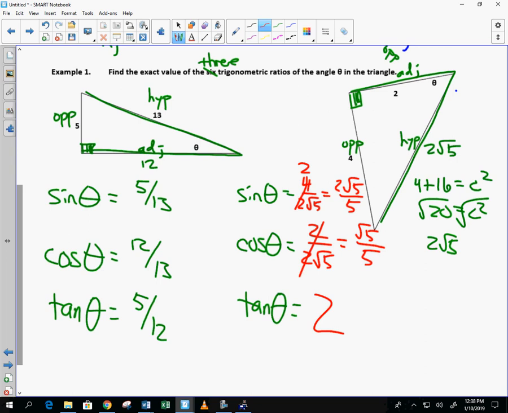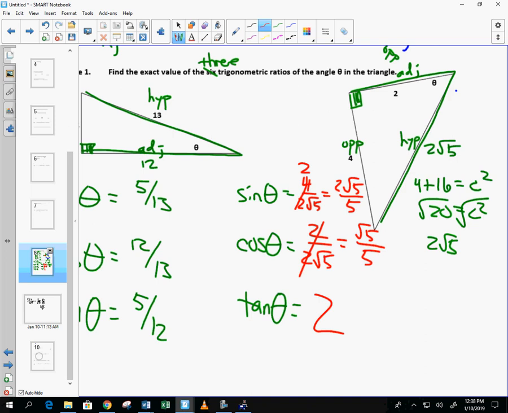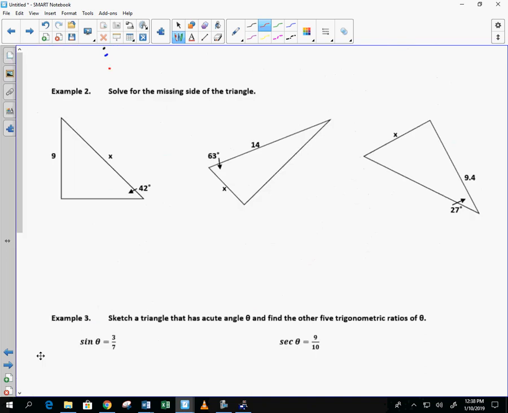Are you ready now to start solving for missing sides of a triangle? Yes. Here's where we put it all together. We have a right angle in a triangle. We have an angle of 42 degrees. Trigonometry allows us to solve for angles or sides given only one side.